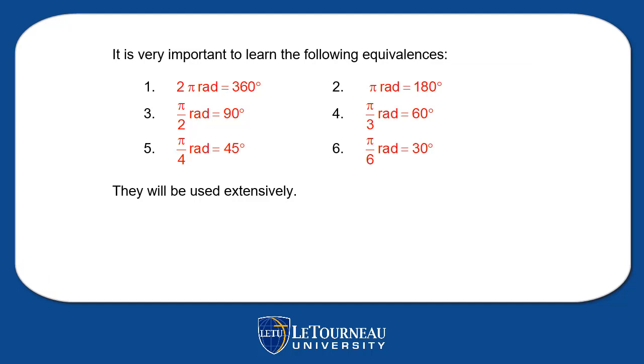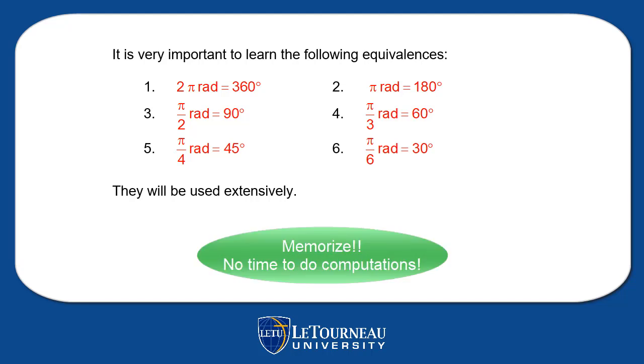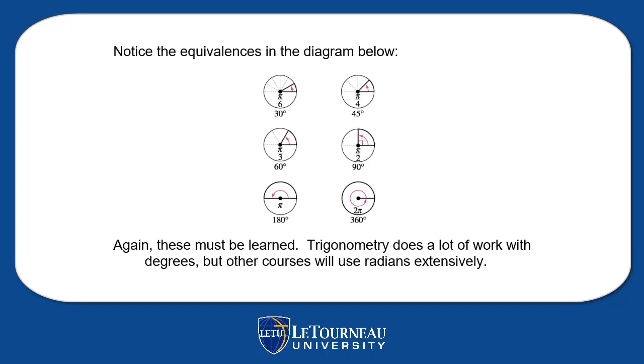It's very important to learn the following equivalences. They will be used extensively, and you need to be able to do it. No time to do any kind of computations. Pi over 2 radians is 90 degrees. Don't ever have to think about it. Notice the equivalences in the degrees diagram below. You notice we've got 30 in pi over 6, 45 in pi over 4, 180 in pi, 360. Again, these must be learned. Trigonometry does a lot of work with degrees, but other courses will use radians extensively.